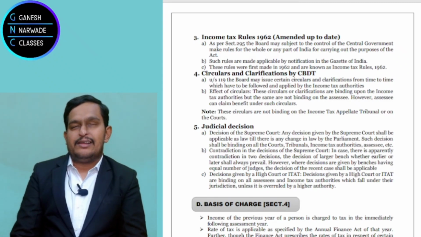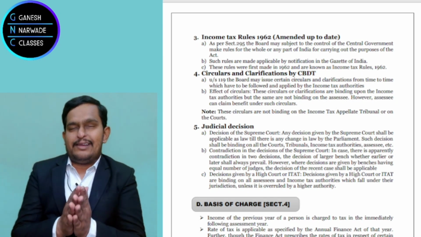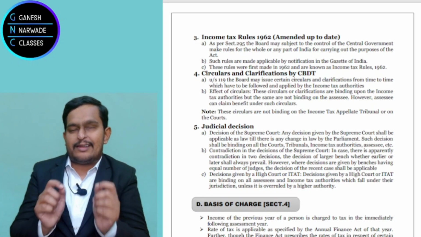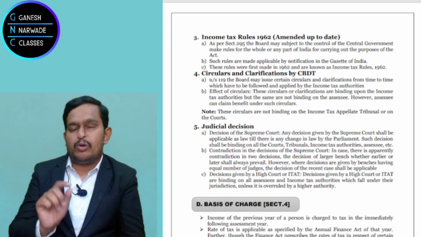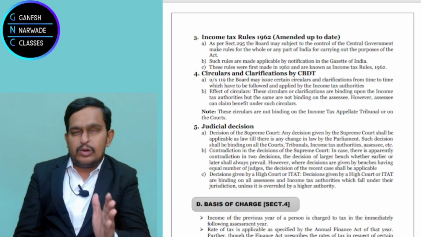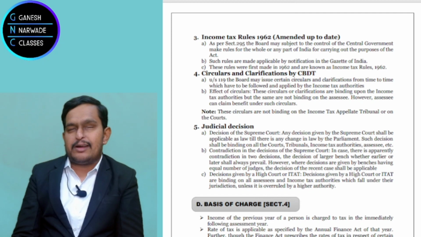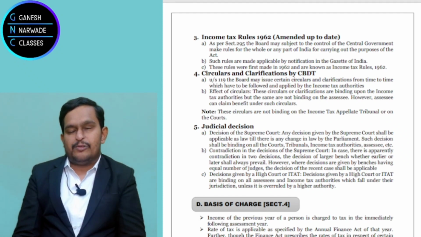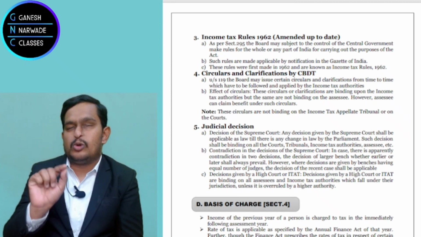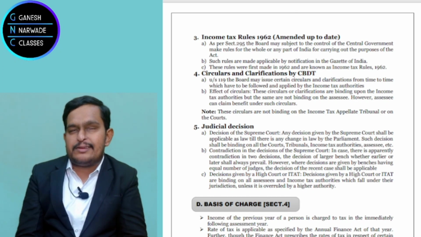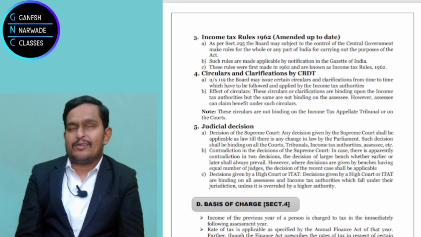Now the next point is income tax rules. Section 295 has given the power to the Central Board of Direct Taxes. Who will look after the whole income tax law, its administration? The top body is the Central Board of Direct Taxes. Section 295 empowers the CBDT to make rules for effective administration of the Income Tax Act. The Income Tax Act will tell what to do, but how to do it, what should be the step-by-step procedure? The income tax rules will tell.